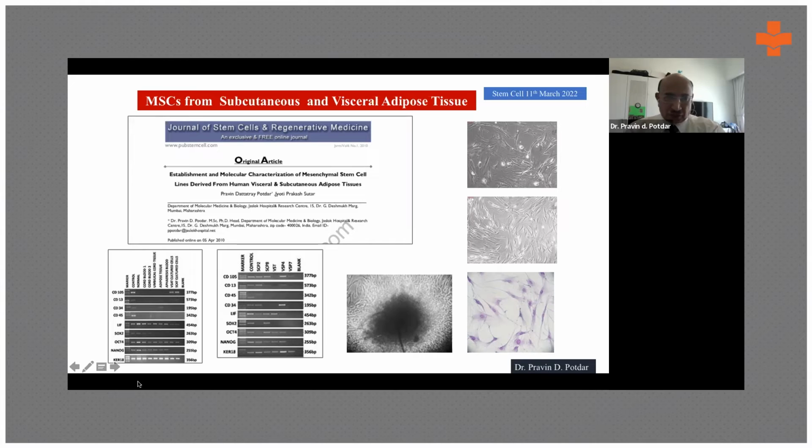I have done molecular profiling to show they are mesenchymal stem cells and that they have the pluripotency genes. Mesenchymal and hematopoietic stem cells differ by the molecular markers which I developed in my laboratory. So this is one of the right ones.